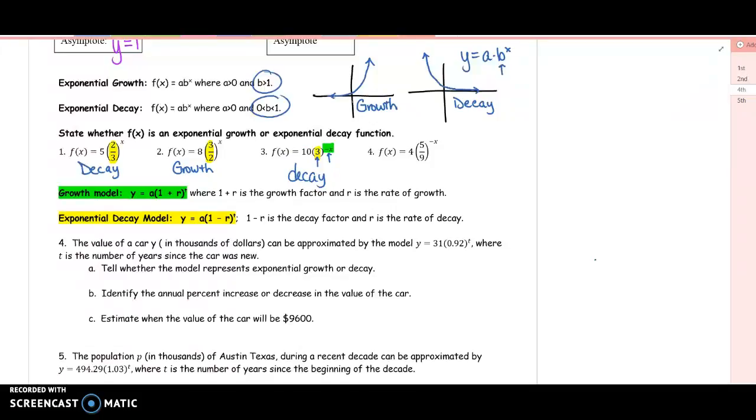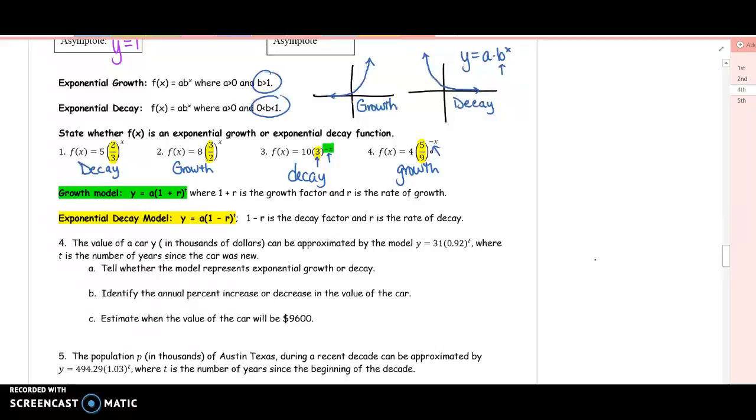Number 4, same kind of thing. It appears to be exponential decay because 5/9 is smaller than a whole. So you've got this decay graph, but then the negative flips that decay graph over the y-axis, making it look like a growth graph. So this one is exponential growth.